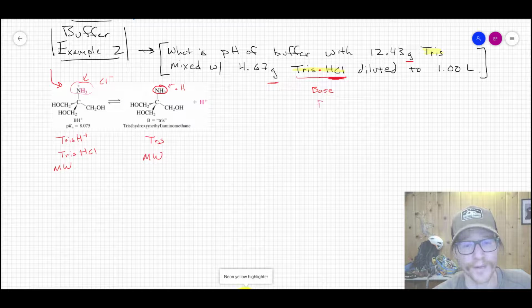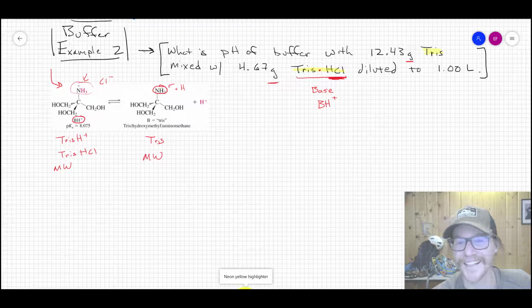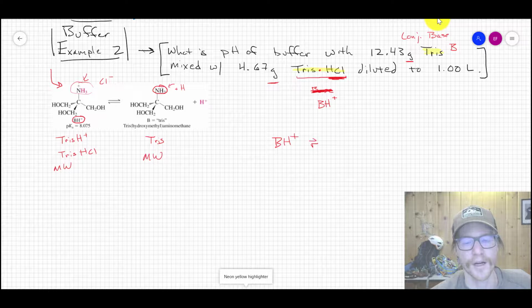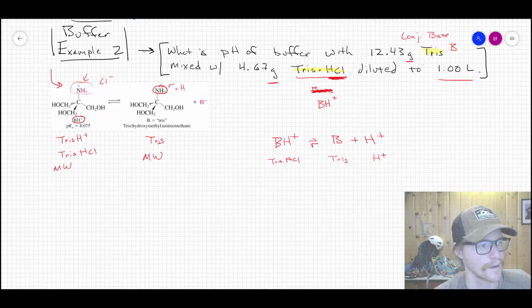This is a protonated base, so what that really means is I've got BH plus here, which is what is written here. So you've got the protonated form of the base, which is actually the acid, and then tris is truly the base here, the conjugate base. So this is just B. And so you've got this equilibrium where you've got BH plus and B plus H plus, where this is the tris HCl, this is the tris, and this is your H plus. So we're going to need to know the molecular weights of those things so we can figure out how many moles we have in each liter, and then of course we'll use the Henderson-Hasselbalch expression to compute what the final pH is.